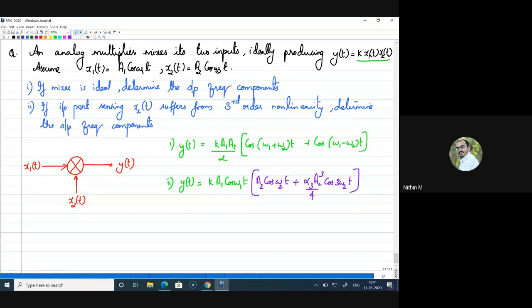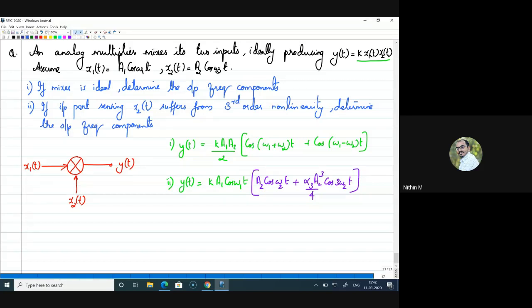I have just replaced input signal x1 of t with a1 cos omega 1 t, and x2 of t, instead of writing it as a2 cos omega 2 t as in the previous example. Here I am considering the third order nonlinear term, the harmonic component arising out of the third order nonlinearity. If you ask why I am not considering other components, since we haven't discussed them, I am just neglecting them. Till now I assume you know only about harmonics, right?